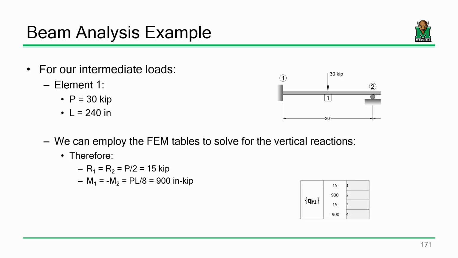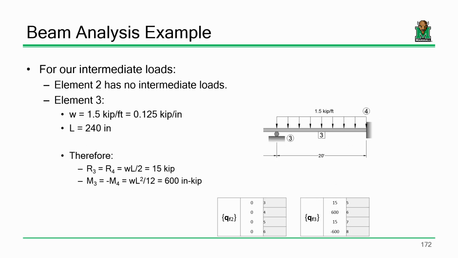For each member, we refer to those fixed-end moment tables that you all have, calculate our values using consistent units, and then using our adopted sign convention, express those values in a fixed-end force vector for each element. Make sense? We have a fixed-end force vector for element 1. Element 2 doesn't have anything because there are no intermediate loads. Element 3, we have a point load. Same story. Okay?